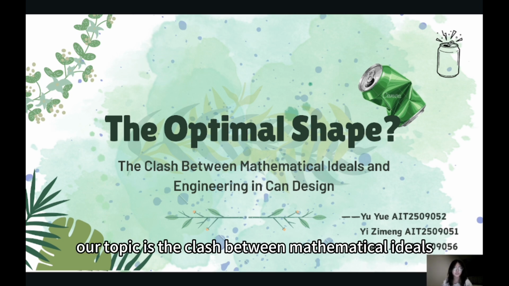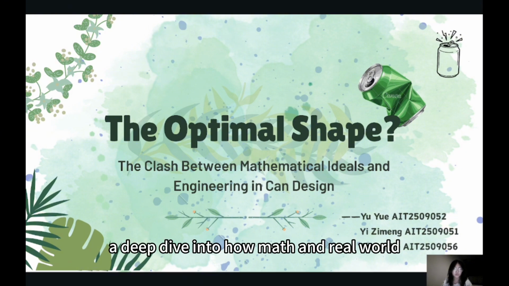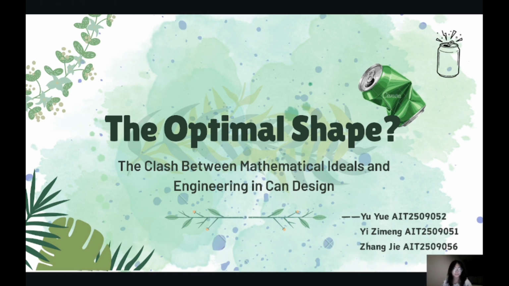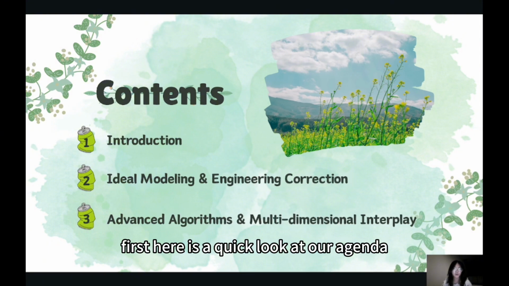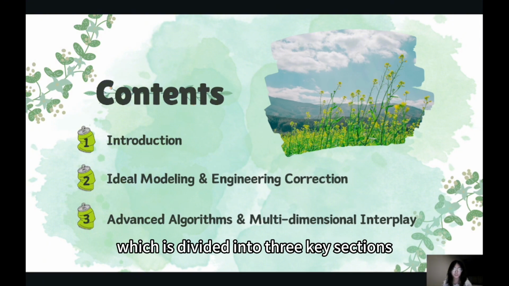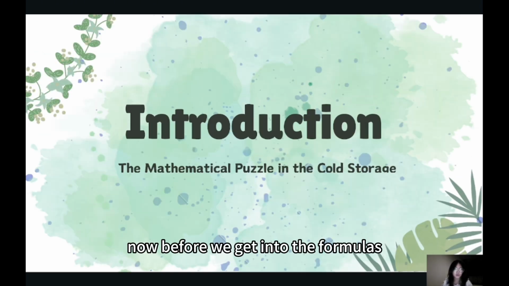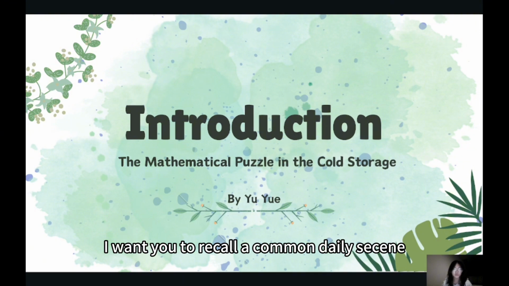Our topic is the clash between mathematical ideals and engineering in CAN design, a deep dive into how math and real-world constraints shape the ordinary soda can. First, here is a quick look at our agenda, which is divided into three key sections as shown on the screen. Now, before we get into the formulas, I want you to recall a common daily scene.